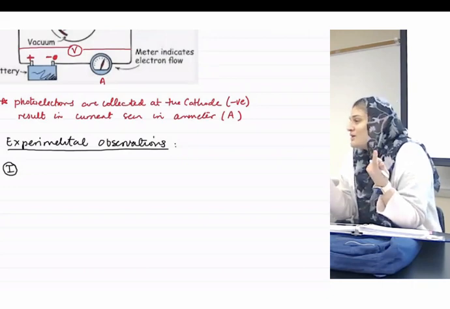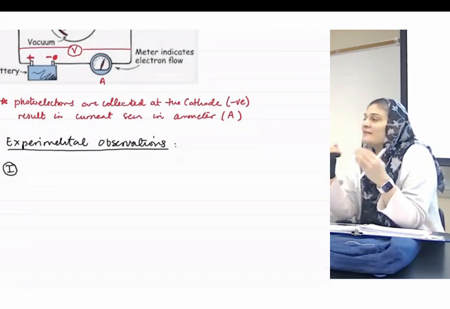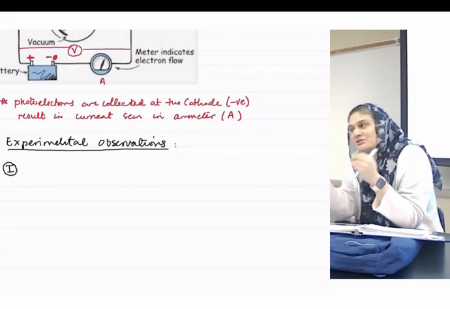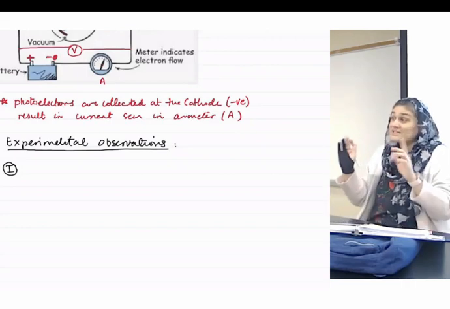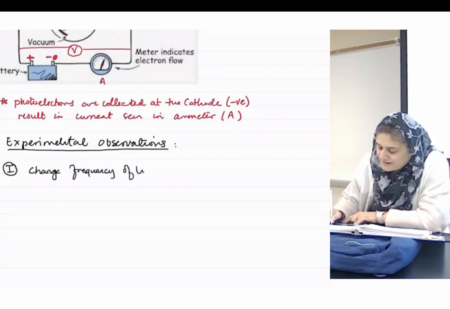And so they did. So they took red light and they changed the intensity of it. They took blue light, they changed the intensity of it. They took green light, they changed the intensity of it. And this is what they observed. Number one, change frequency of light. Basically the color of light.